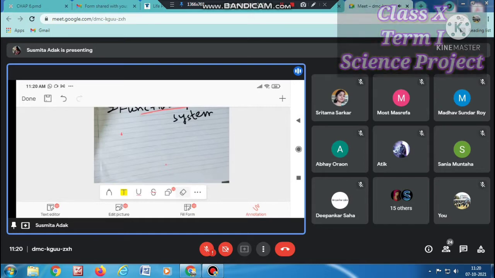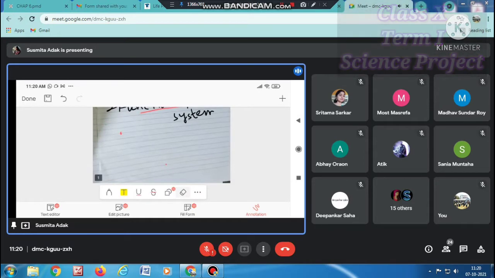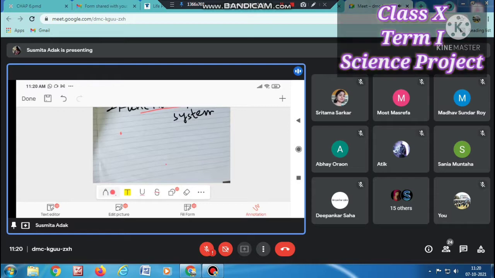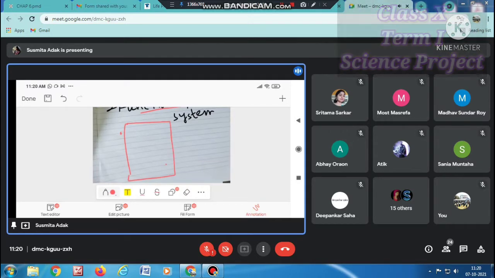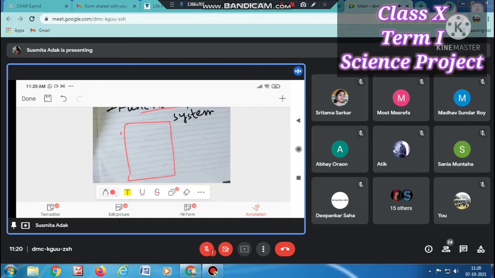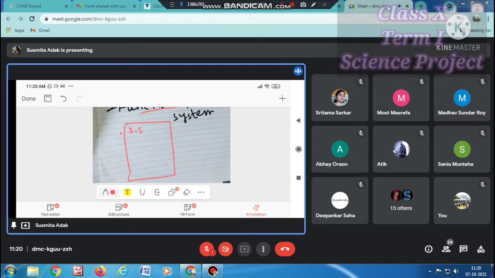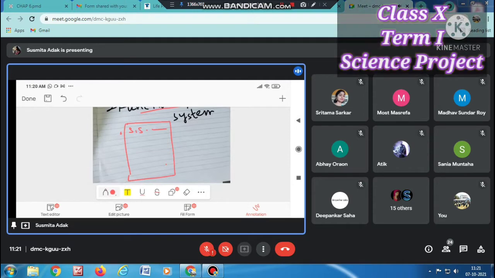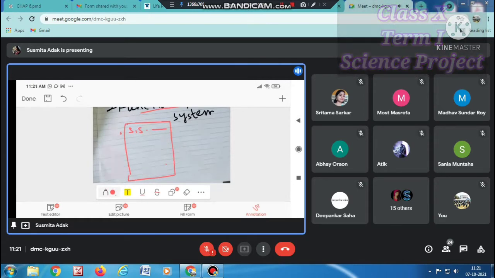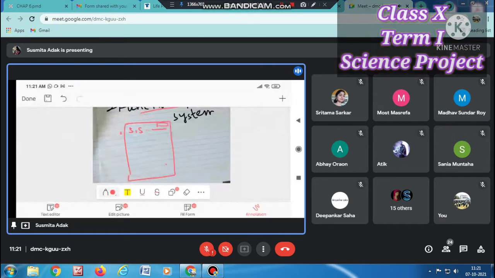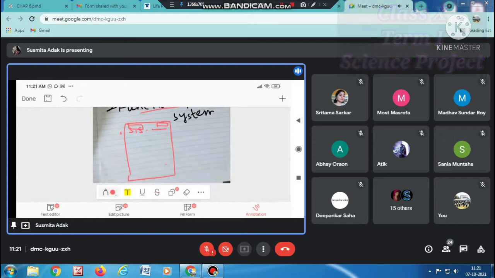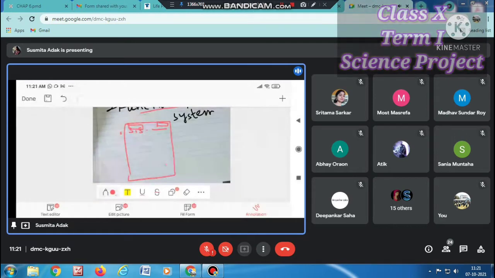Now I will tell about the cover page. If this will be the cover page, at first here you will write the school name, that is Sister Nivedita Public School. Then you will give school logo on this side or this side. I will give the logo in your class group, so use that logo.